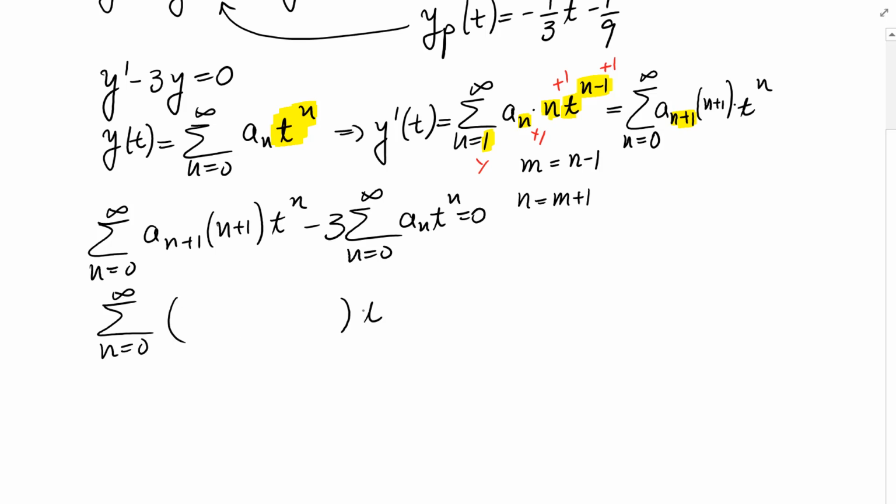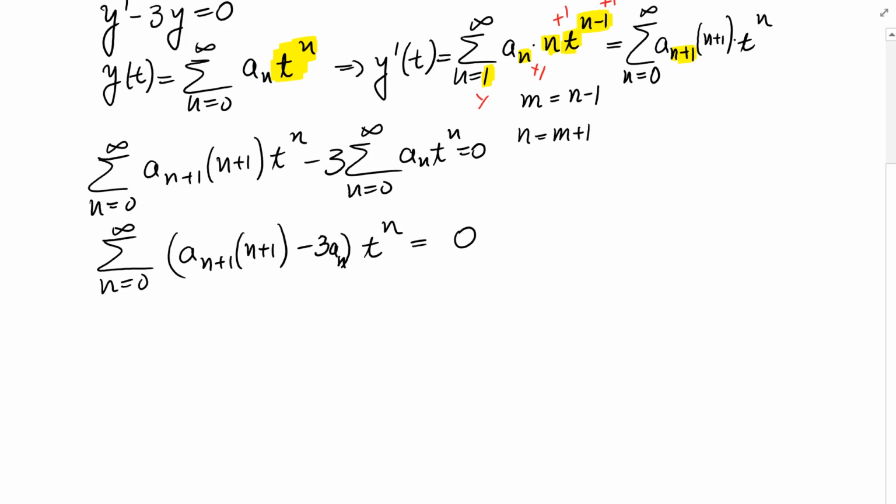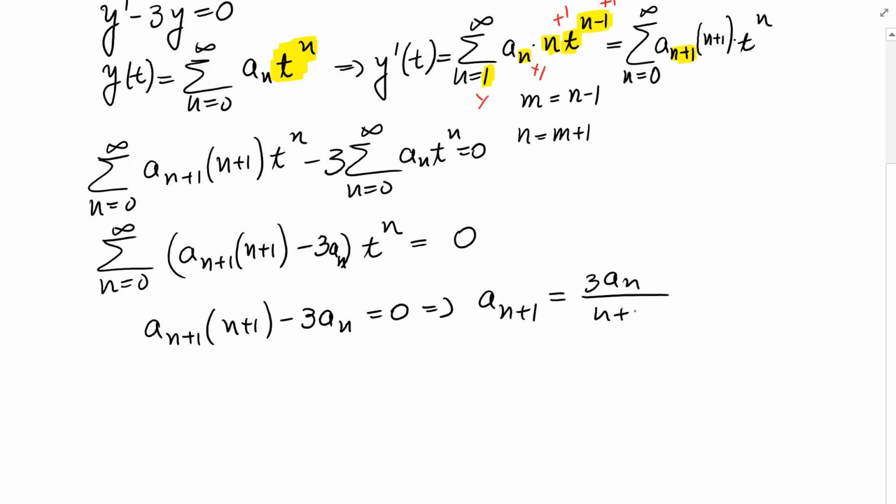Both sums have t to the n, so then I can condense it into a sub n plus 1 times n plus 1, minus 3a sub n. So when does a power series equal 0? When each coefficient equals 0. So a sub n plus 1 times n plus 1, minus 3a sub n equals 0, which means we can get the recursive formula: a sub n plus 1 is 3a sub n over n plus 1.